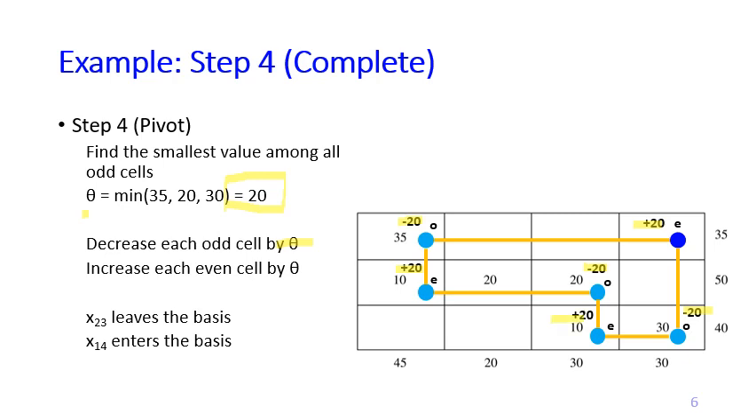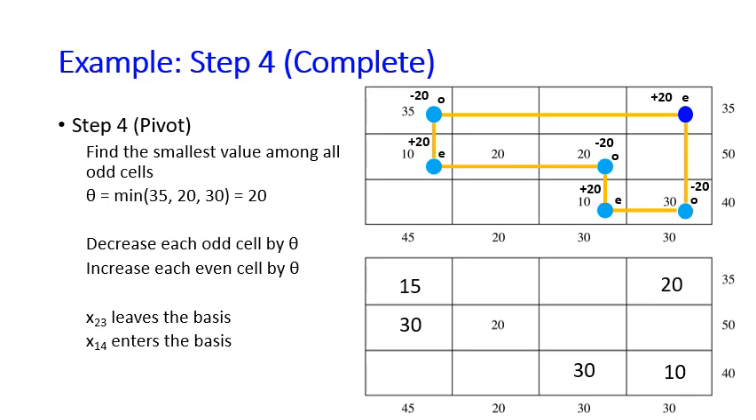In other words, we are going to make x14 enter the basis, and then x23 leaves the basis. So in this case, when you see 20 minus 20, you don't write 0 there, but you just leave it as a blank cell, because we are going to say that x23 is leaving the basis and becomes a non-basic variable.